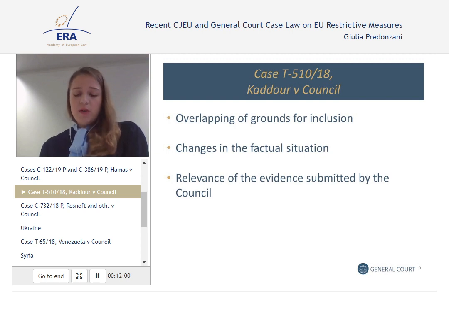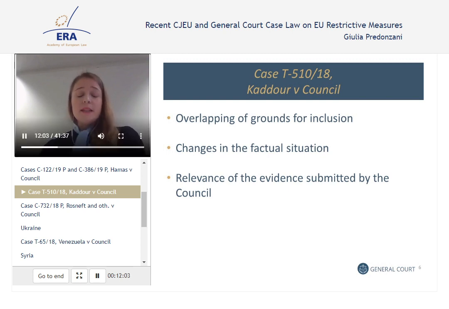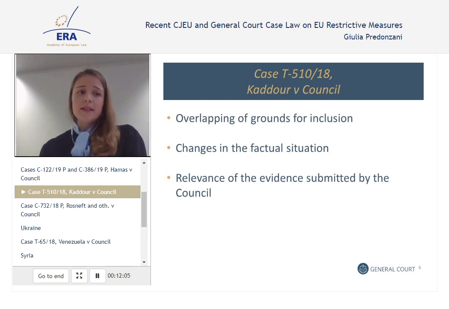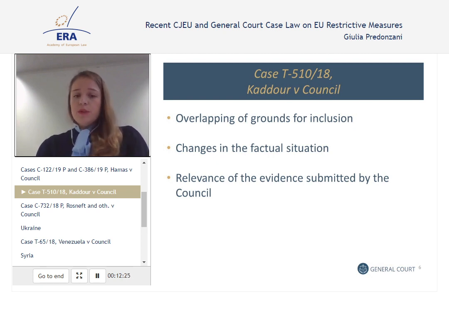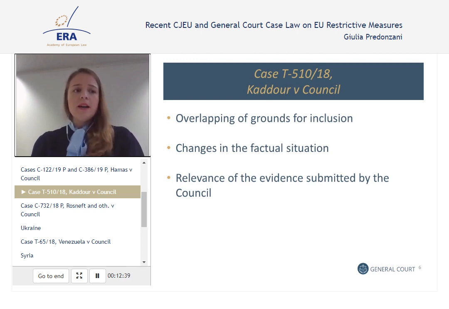What the General Court has stated in this case is that where the Council decides to include or retain a person's name on the listing in question, it must determine, in light of the evidence it has at its disposal, the category or categories into which that person may fall. And in that connection, it must consider first which criterion or criteria it intends to use in order to include or retain a person's name on the list, and secondly, whether it has a body of sufficiently specific, precise, and consistent evidence in order to establish that each and every one of the criteria it has chosen are in fact fulfilled.